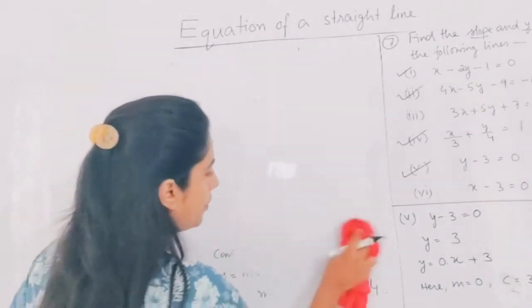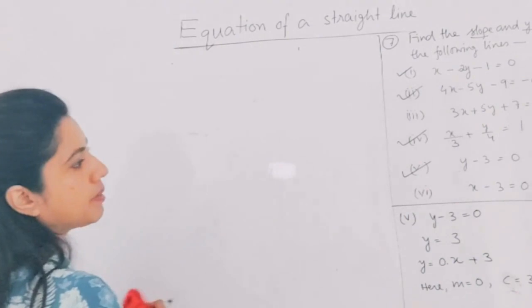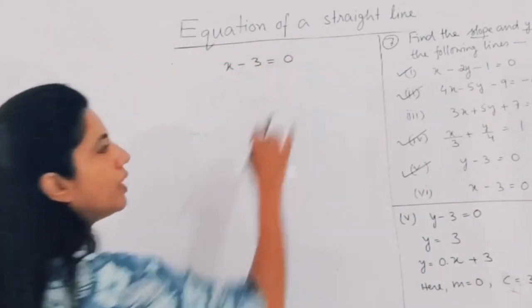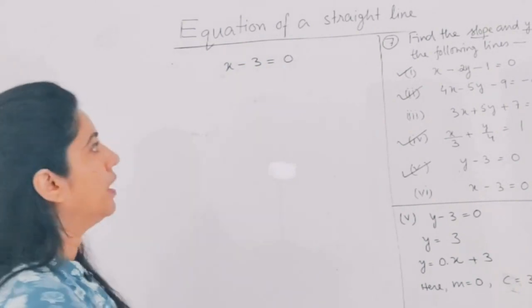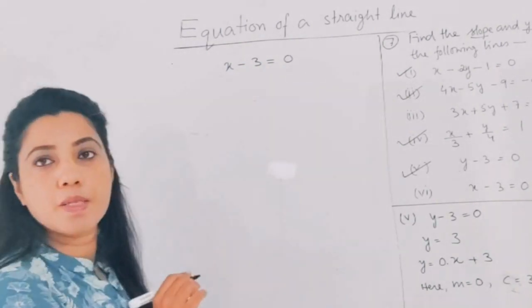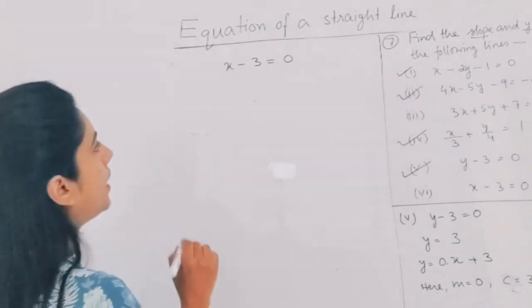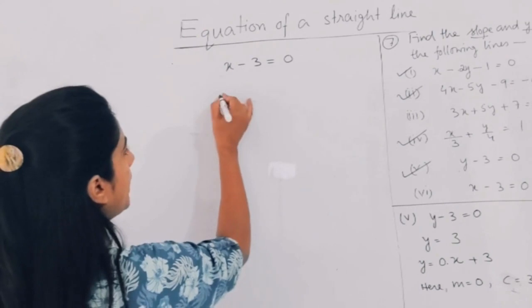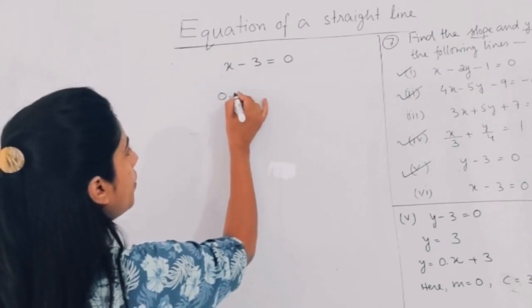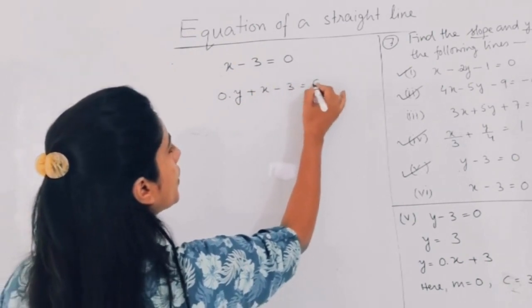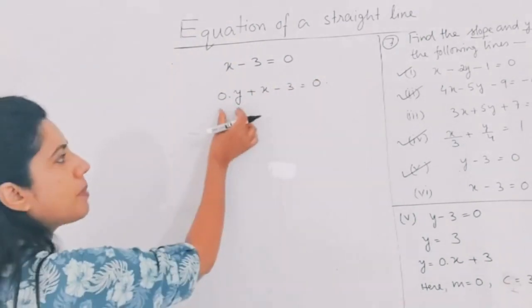You can try it on your own. X minus 3 is equal to 0. So here y is not there at all. X minus 3 is equal to 0. So that means it is parallel to the y-axis. Okay? So if it is parallel to the y-axis, how do I write it? I can write it 0 into y plus x minus 3 equal to 0. Okay? This part is not there.